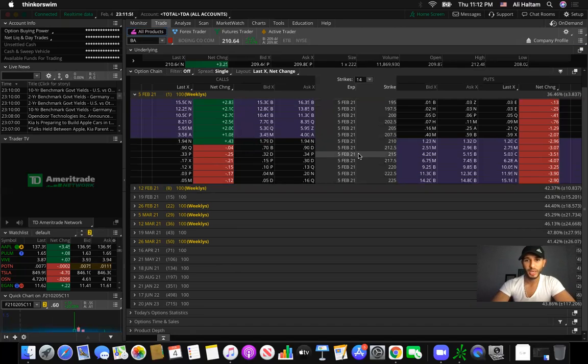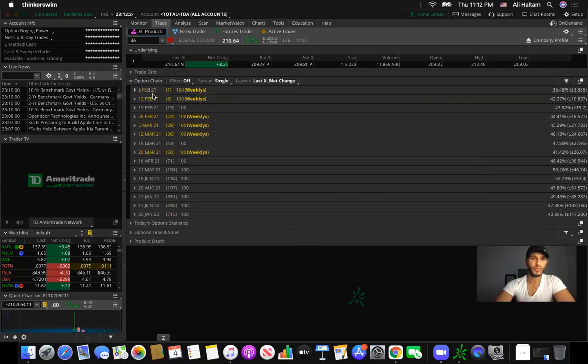For instance, a 215 strike price for this Friday. Tomorrow is Friday. Let's say a weekly contract is trading around $32. This might have been around $150 in the beginning of the week. But as time passes by and the strike price has not been crossed over, then that option contract value burns, or tends to burn a lot more. So let's just take a look here. This is a February 5th weekly contract.